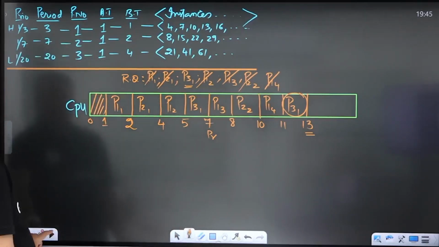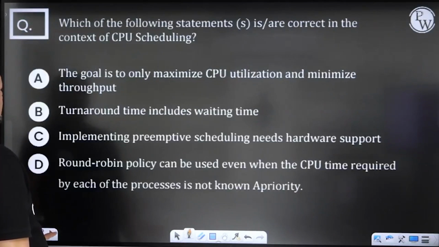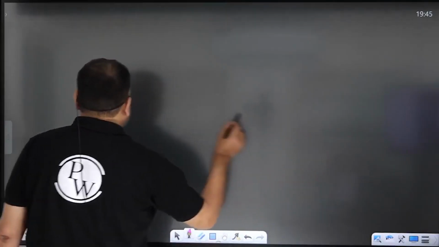So we'll see the other questions slightly after some time. There is one more question on priority, I suppose. Very important technique, one of the important techniques among all the topics: round robin.